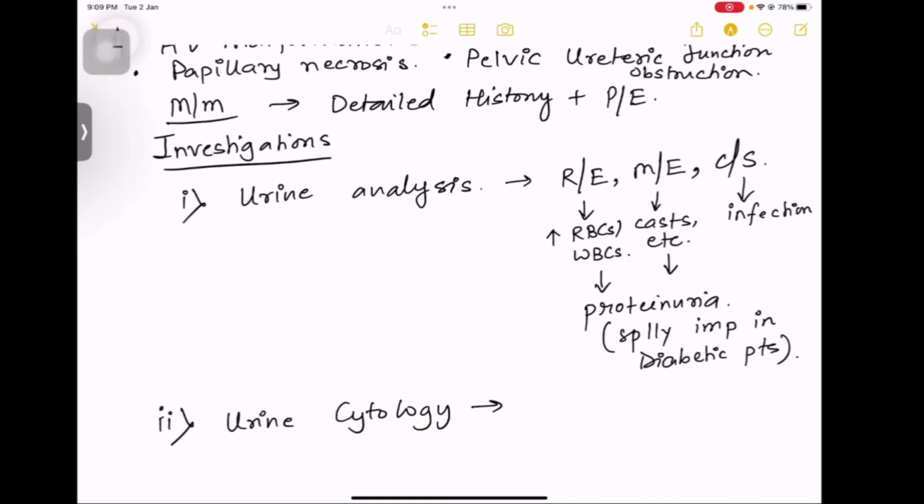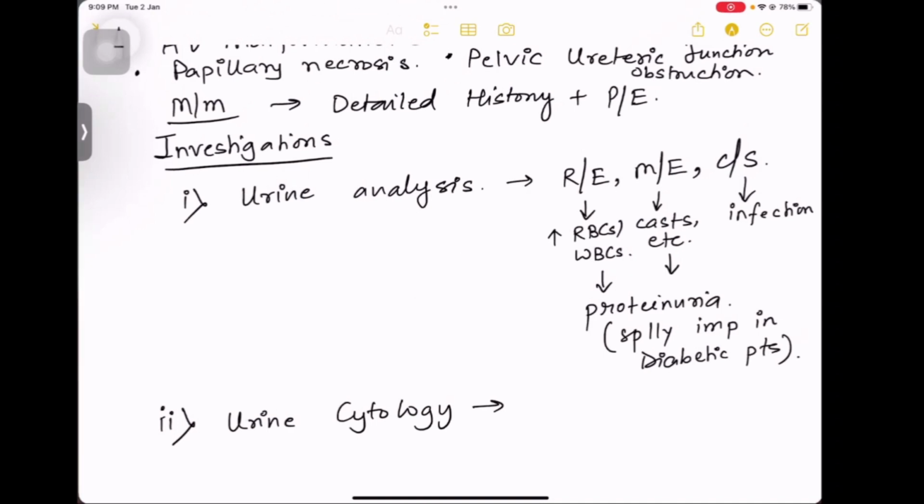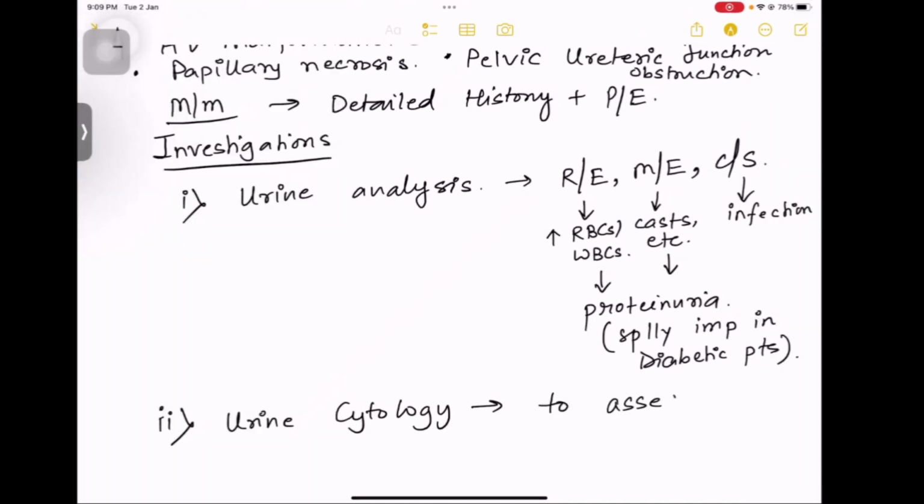You do a microscopic examination where you will find the casts. Then you go to urine cytology to find out if there are any malignant cells in urine. This is usually done when the cause is associated with some underlying malignancy.